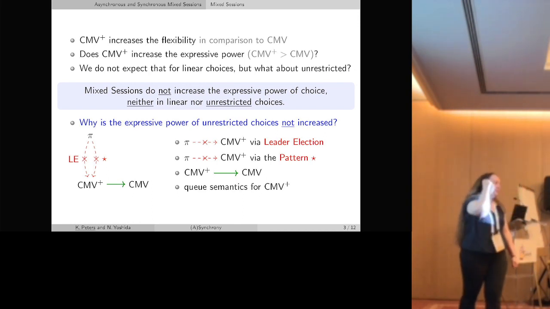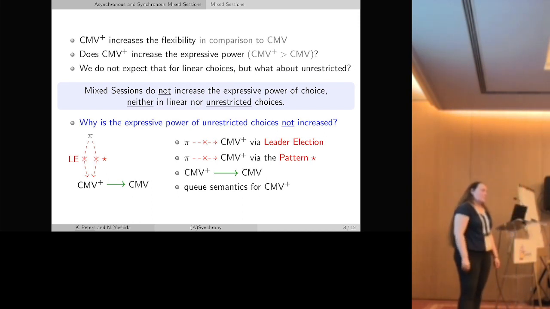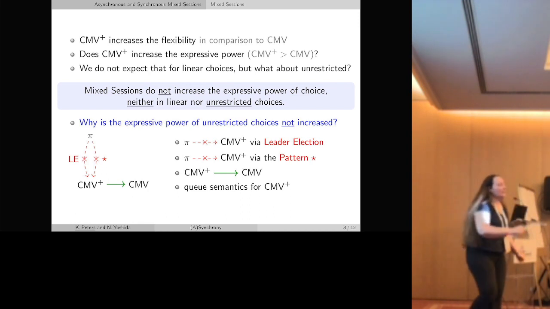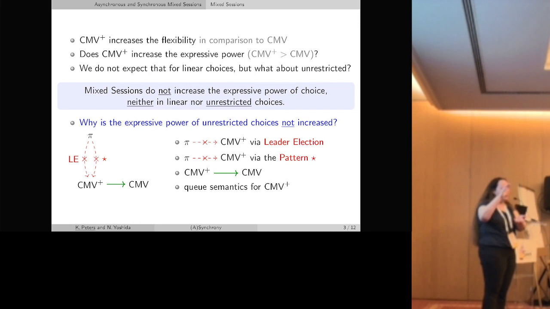What do you mean by linear choices? Linear choices? Did I say that? Sorry, linear mix of choices. Linear and unrestricted are the predicates. So unrestricted is shared names, and linear is the session channels. But they are not typed. I mean, the languages are well typed, but you don't need the types.